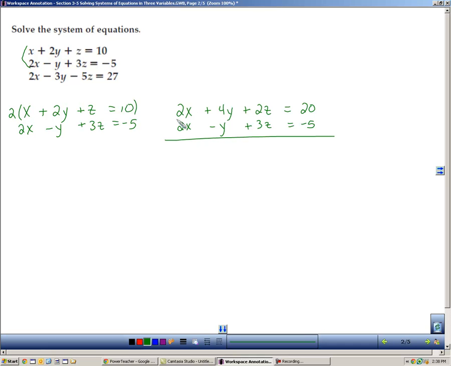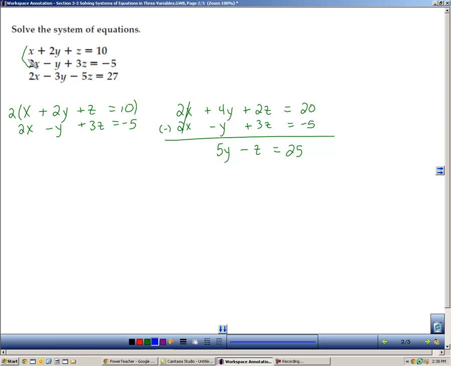Now that I have 2x and 2x, I can subtract those and they will be eliminated. The rest of it becomes minus a negative. 4 minus a negative is 5y. 2 minus 3 is negative 1z. And 20 minus a negative is 25. So I have a new equation that I'm going to hold on to and use in a little bit.